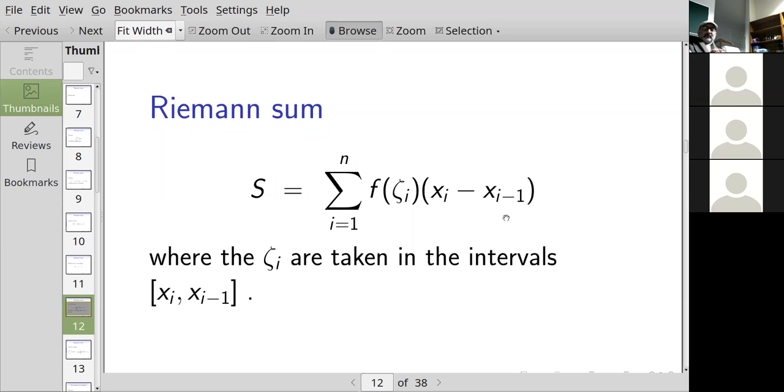Yeah, it's any point between xi minus 1 and xi. That's zeta i, any point in between those two points. So that's any point on the bottom of the ith rectangle, and then f of zeta i is how tall you make your rectangle. Then you add up the areas of all of those rectangles, and hopefully that gives you a reasonable estimate of the area under the curve. So this sum S is called a Riemann sum.